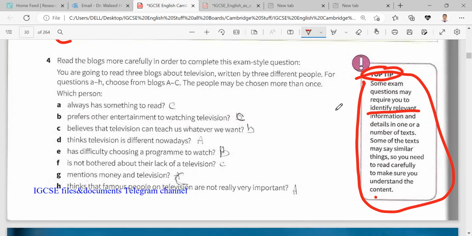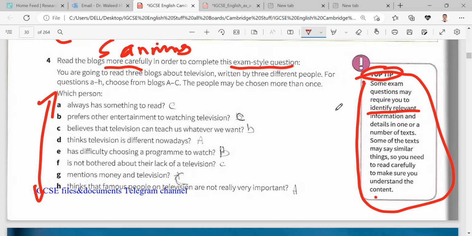You should understand the content and also you should read the questions carefully and define the key words in each question, right? So that's why you should reread the same three blogs, but this time you should scan. Before scanning, read the questions from A to H, right? Here, read the blogs more carefully. Here means scanning. Scan the passage to complete the exam style questions.